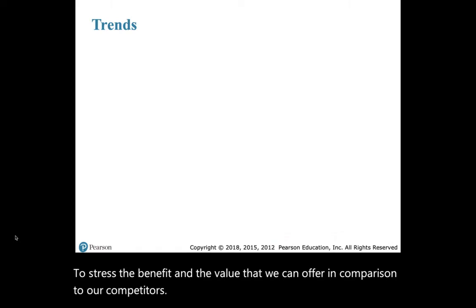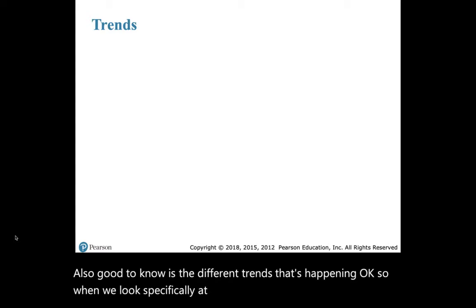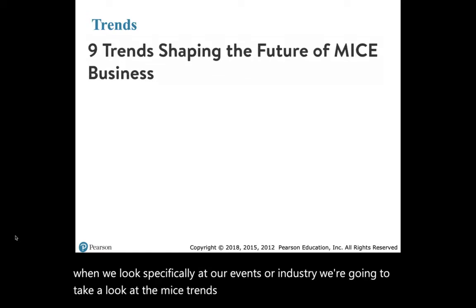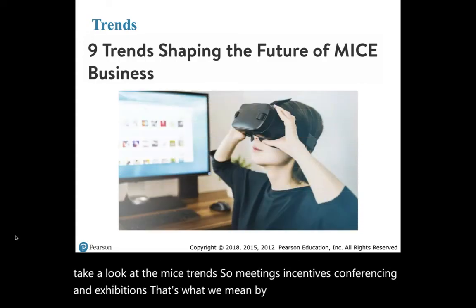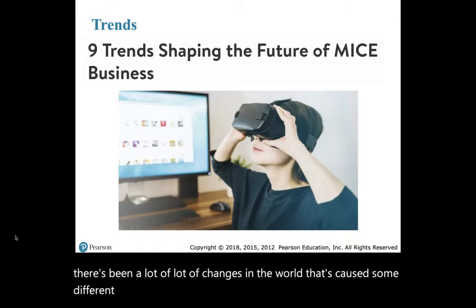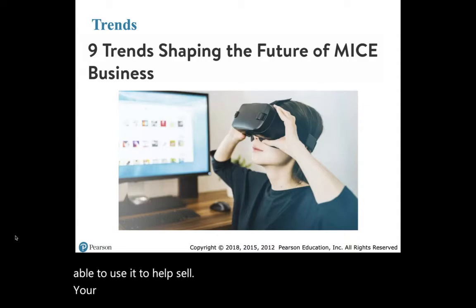Also good to know is the different trends that are happening. Okay, so when we look specifically at our events industry, we're going to take a look at the MICE trends. Okay, so meetings, incentive, conferencing, and exhibitions. That's what we mean by MICE. Now of course there's been a lot of changes in the world that's caused some different trends. So we'll discuss more about that. You'll have an opportunity to do some research on that, and maybe even be able to use it to help sell your product or your solution to your guest.